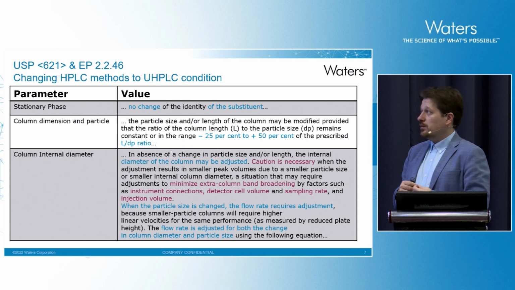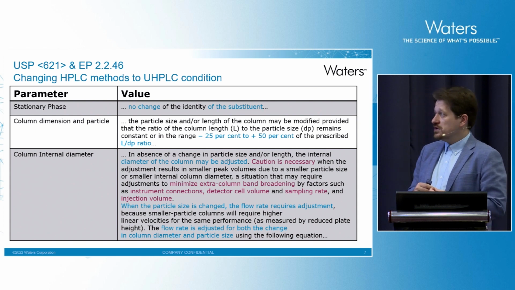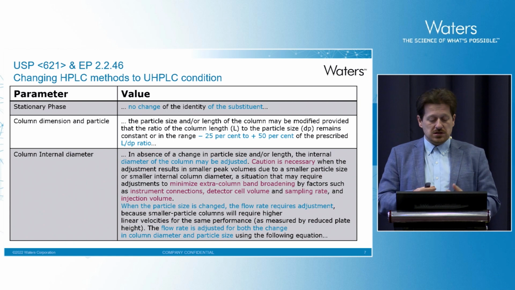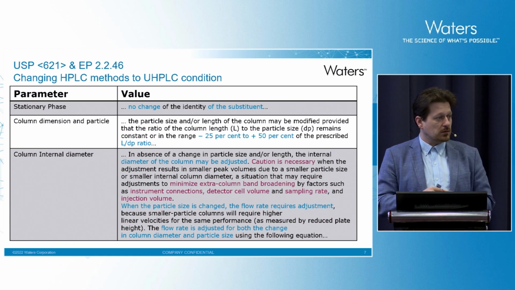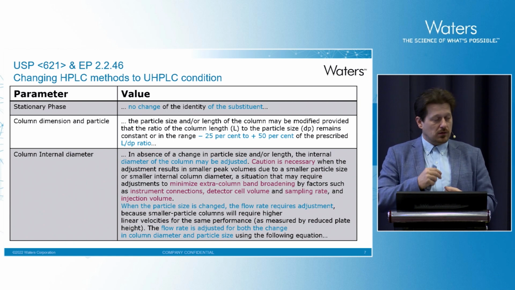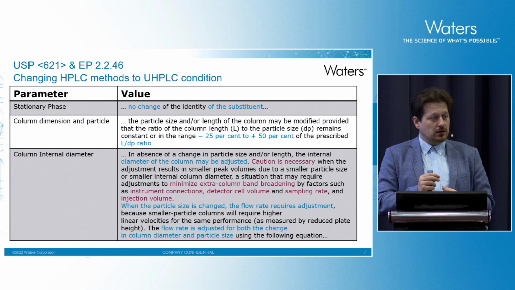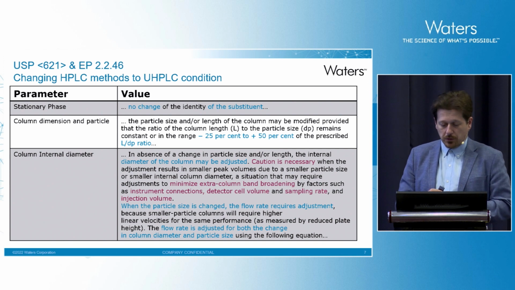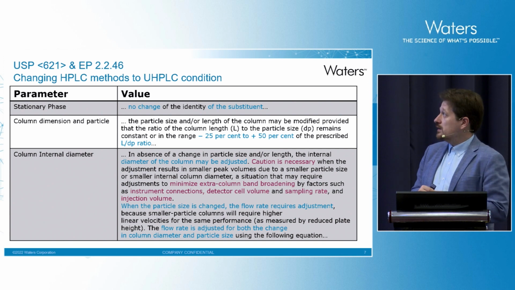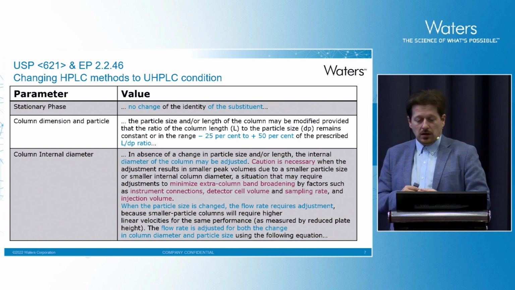The internal diameter can also be changed, and with this change, the flow rate has to be scaled. We need to keep the good flow over the column, over the particle. There's a function that's called the Van Deemter curve, where the ideal flow rate gives the highest number of plates when you separate components.